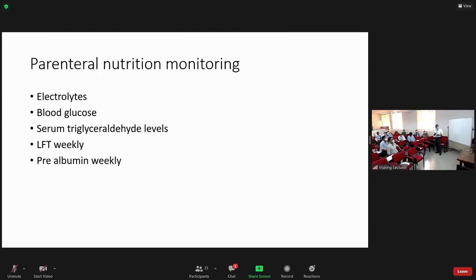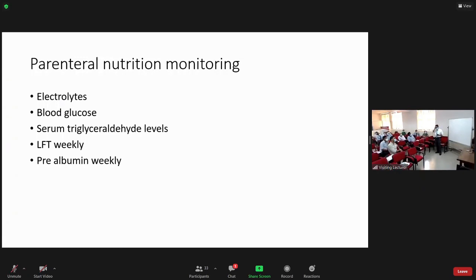For monitoring, when you are on parenteral nutrition, you have to monitor electrolytes daily, blood glucose sometimes 2 or 3 times a day, and serum triglyceride and liver function once a week. Then pre-albumin level, if possible, it's very expensive. I don't know whether it is done here. At least once a week.